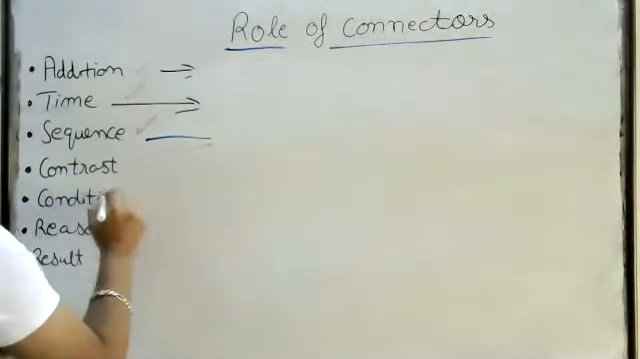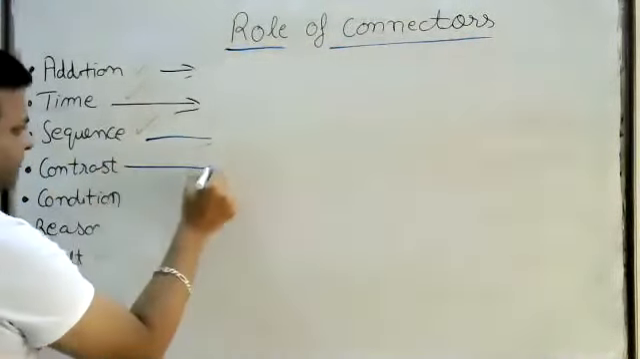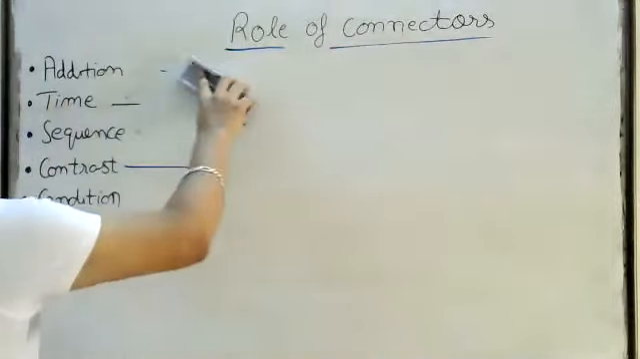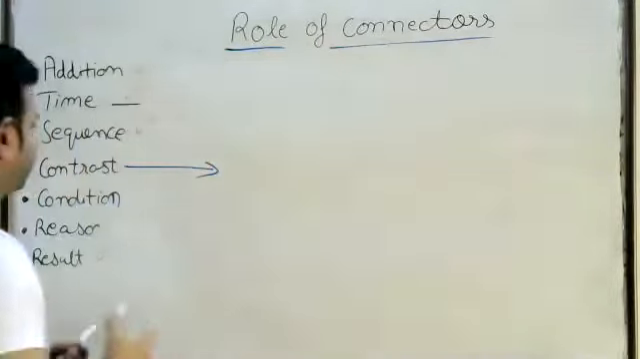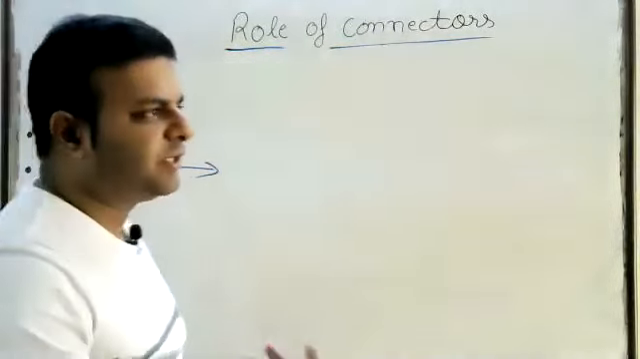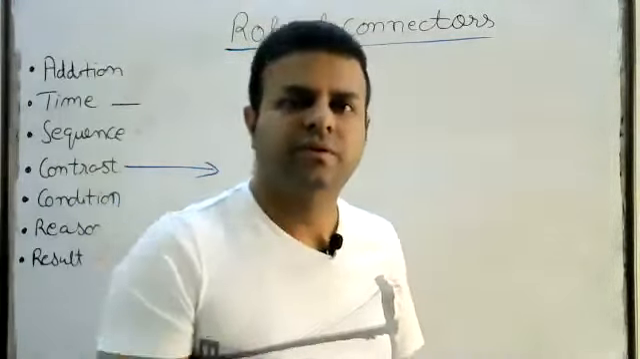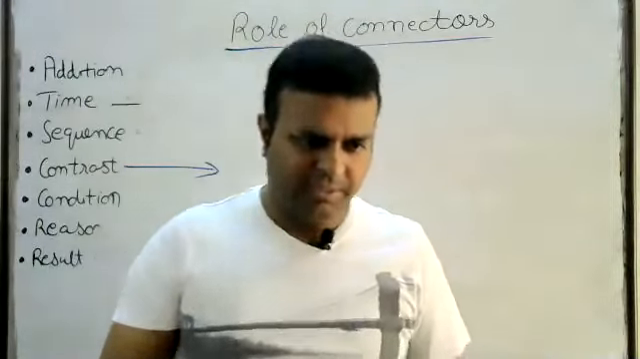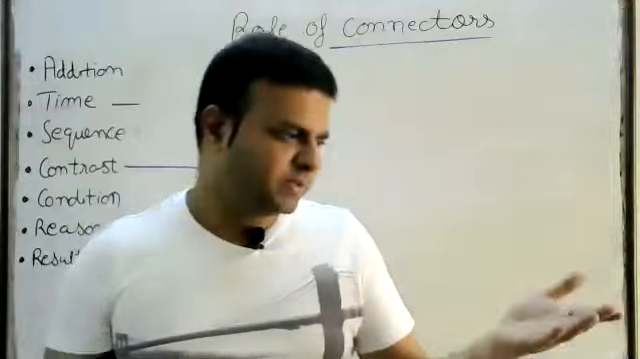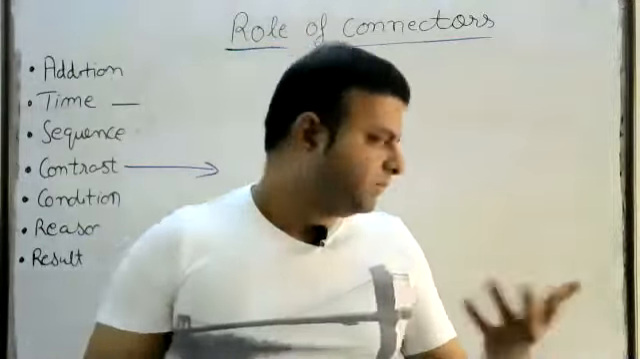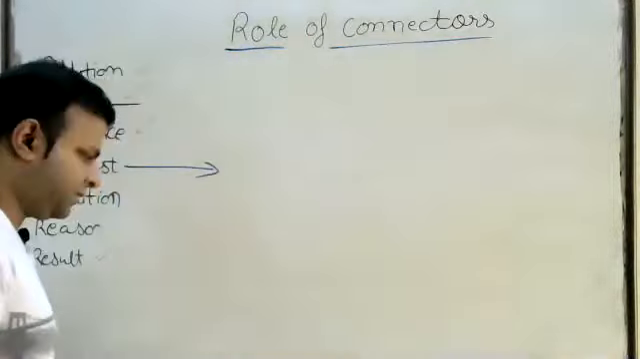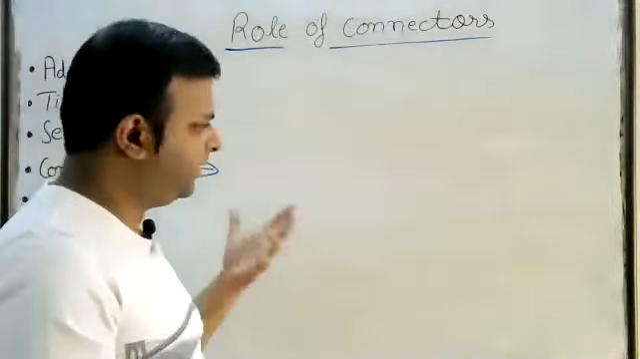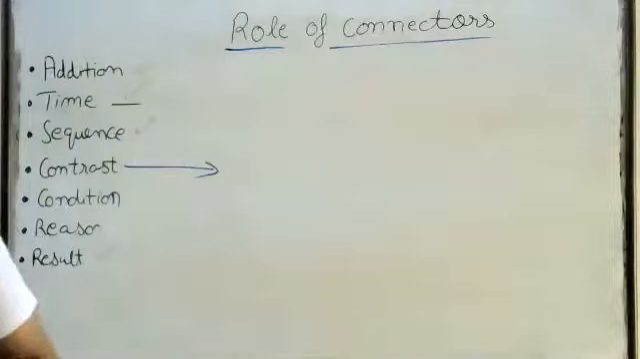Contrast. When you're contrasting, you are contradicting the statement that is given, or you are speaking about things like advantages, disadvantages, positive, negative, and all that stuff. So we have a contrast to do. What kind of connectors can we use? First of all, let's write them.